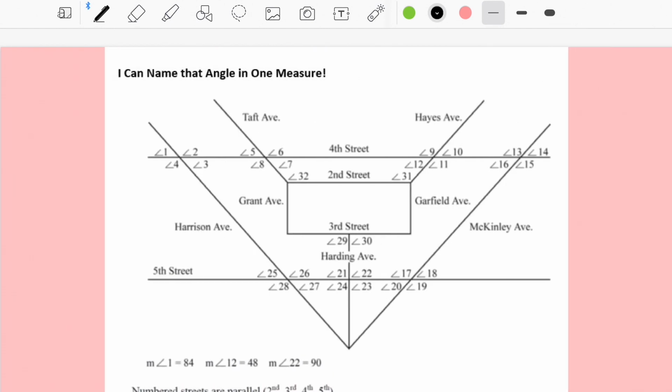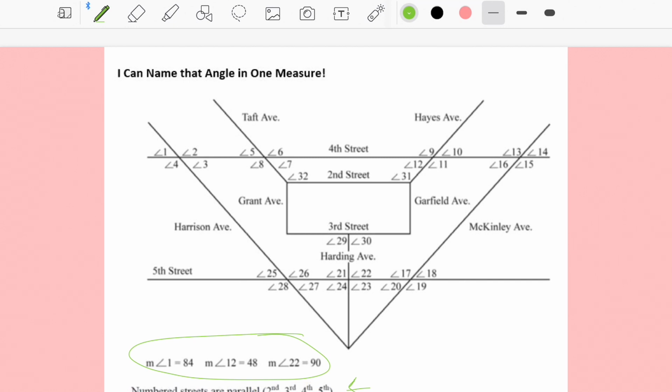All right, guys, that is the end of our lesson, but I do want to explain to you guys what you will be doing for the rest of class. You are going to be working on this in groups. Notice there are multiple parallel lines with multiple angle relationships. You are given this information down here that angle 1 is 84 degrees, angle 12 is 48 degrees, and angle 22 is 90 degrees. You know that your numbered streets are parallel, so you're going to be using your parallel angle relationships.